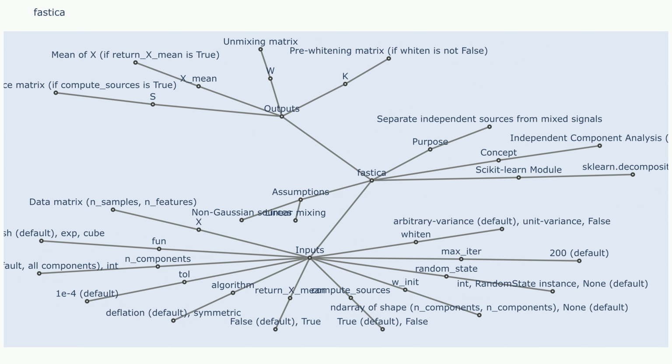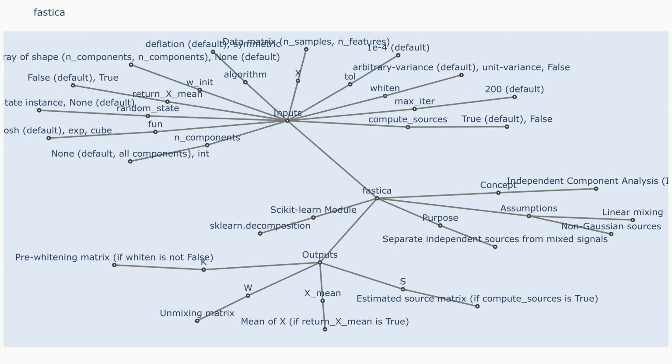Advantages of FastICA. Robustness, can handle noisy data and extract meaningful components even in the presence of outliers. Flexibility, adaptable to different types of data and mixing models. Efficiency, often converges quickly, especially when using the parallel algorithm.